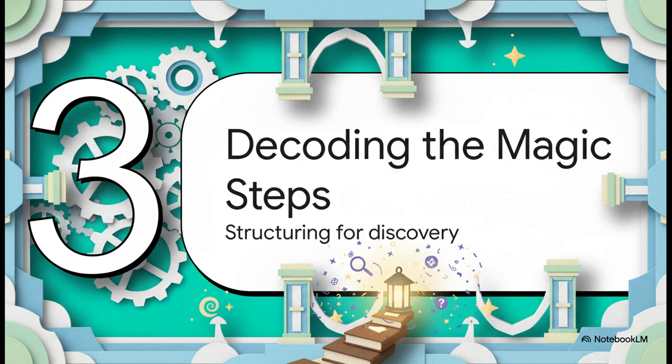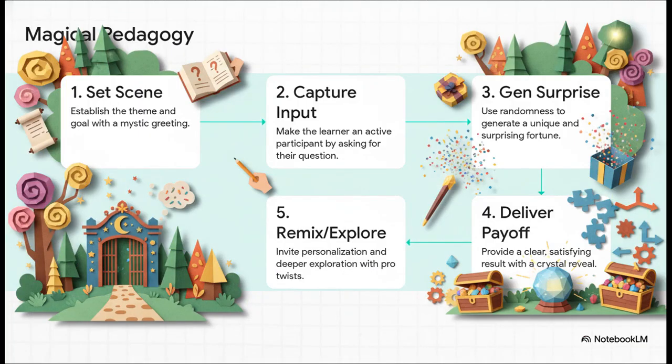And as we're about to see, the way this lesson is structured, it's just as brilliant as the theme itself. So the script actually follows this perfect 5-step recipe for learning. First, it sets the scene. Then, it immediately grabs your input, making you an active part of the story. Step 3 is where the real magic happens, that element of surprise. That leads to a really clear, satisfying payoff. And finally, and this is key, it doesn't just end. It invites you to keep going, to remix it, to make it your own. It's a beautiful, complete learning journey.